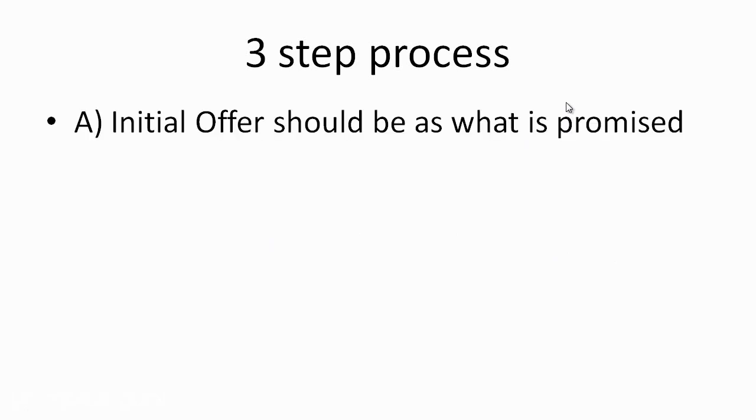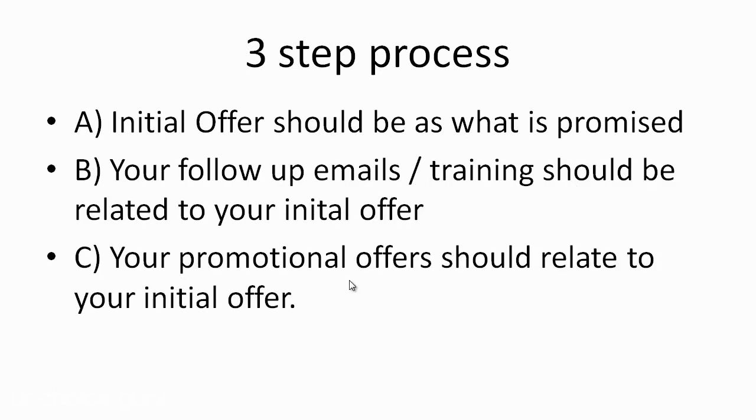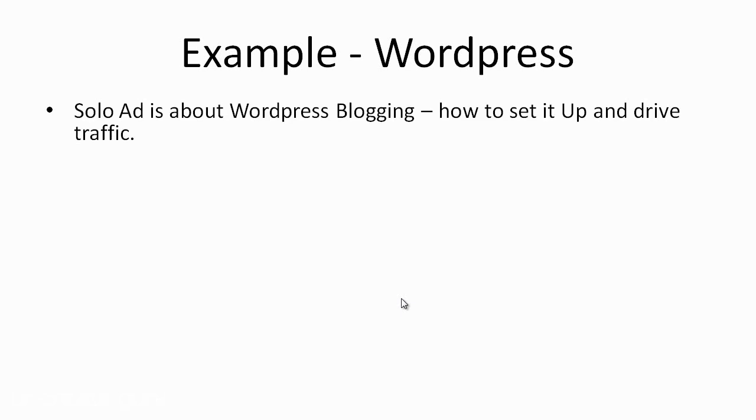So, 3-step process. The initial offer should be as what is promised. Your follow-up emails should be related to your initial offer, and your promotional offers should relate to your initial offer. If you can understand that concept, it's going to be super easy for you every single time you try to build a list. Now, let me give you a real life example so that you can take this formula and see it in real life.